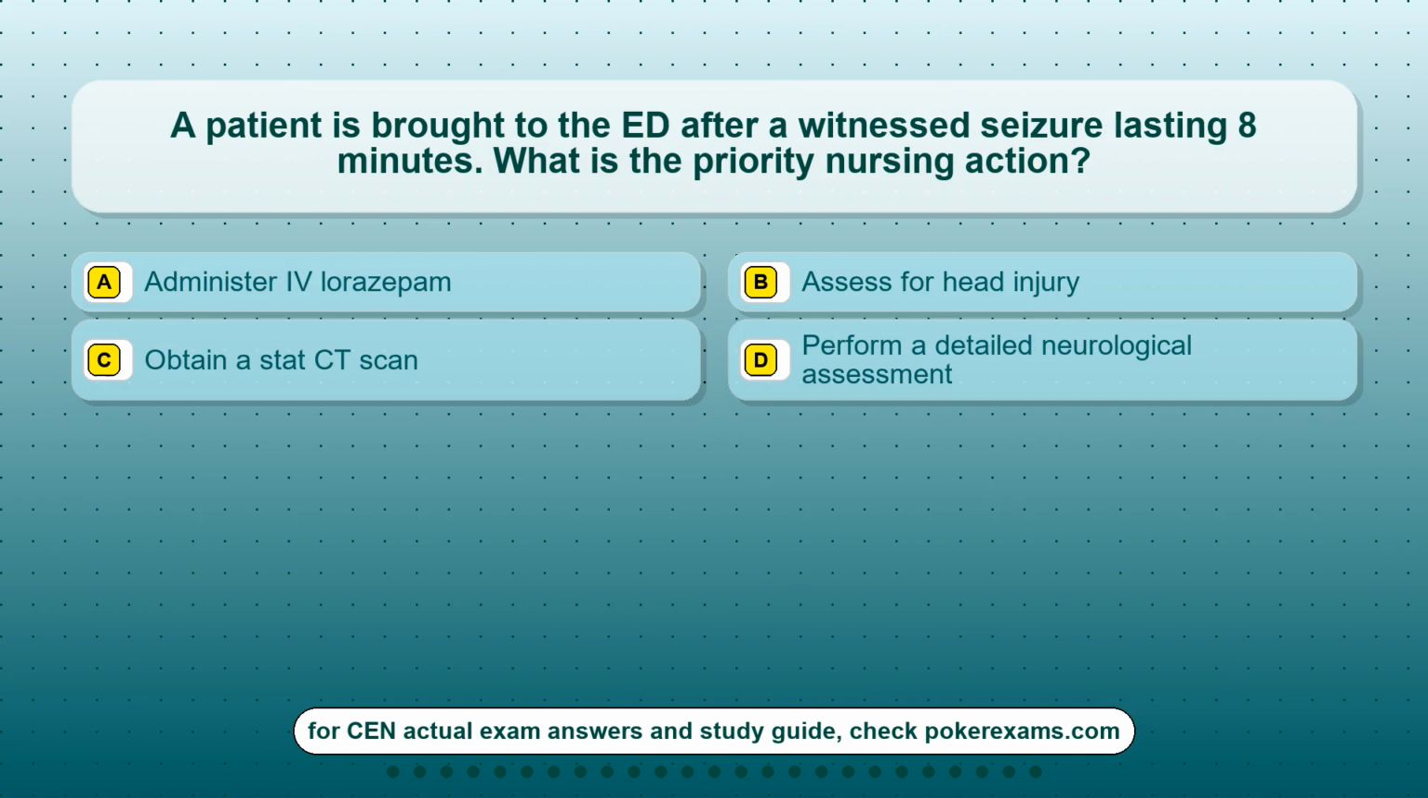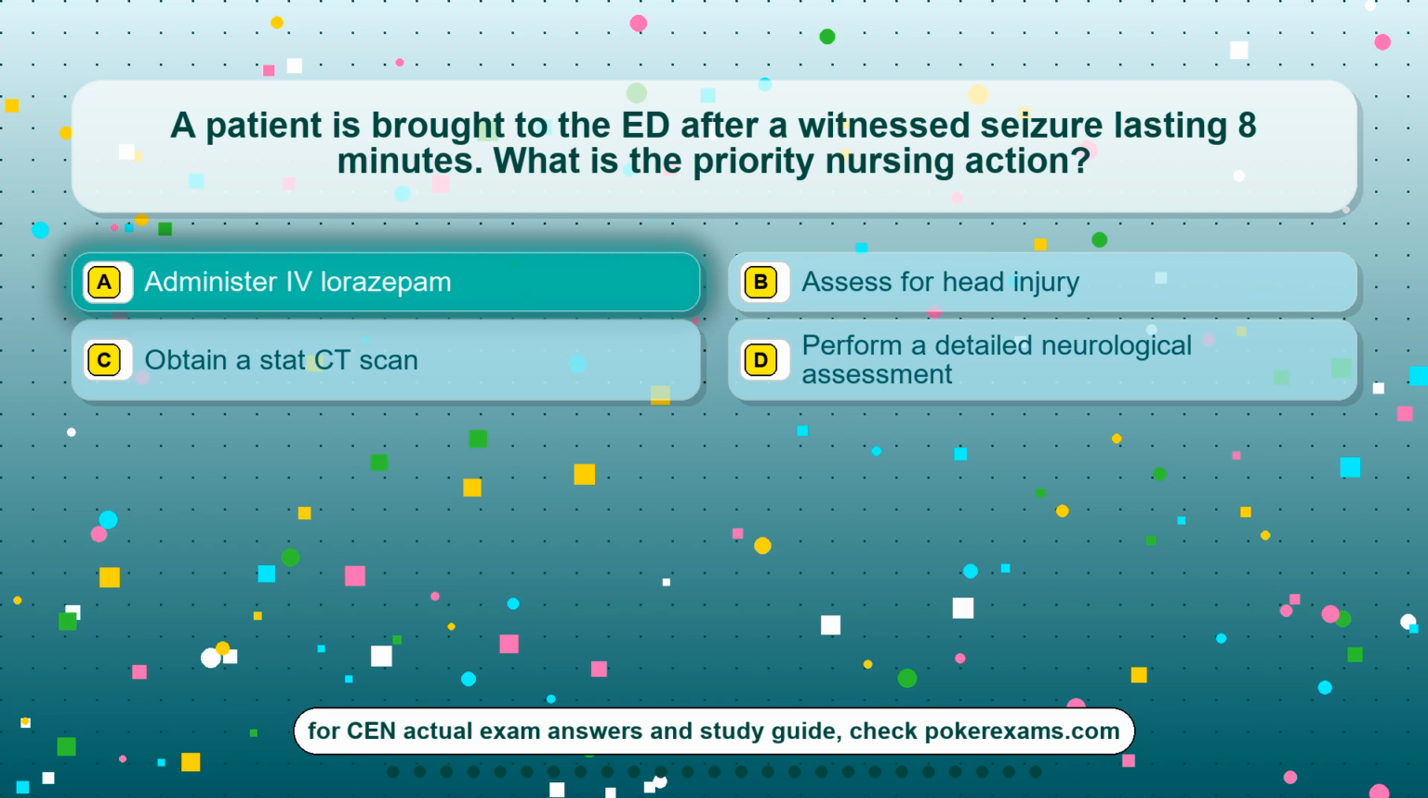Question 17. A patient is brought to the ED after a witnessed seizure lasting 8 minutes. What is the priority nursing action? Option A, administer IV lorazepam. Option B, assess for head injury. Option C, obtain a stat CT scan. Option D, perform a detailed neurological assessment.